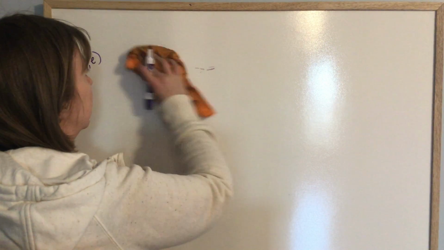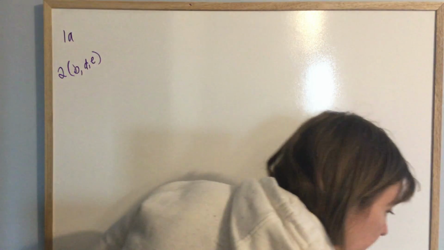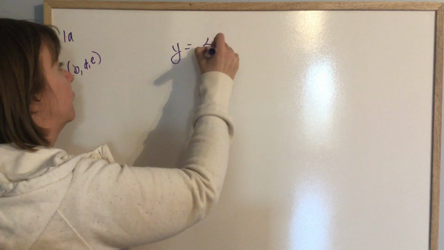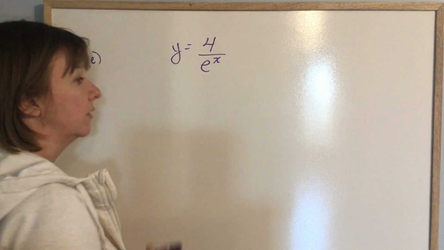2 wants us to differentiate. So basically, find the derivative. So y is equal to 4 over e to the x.